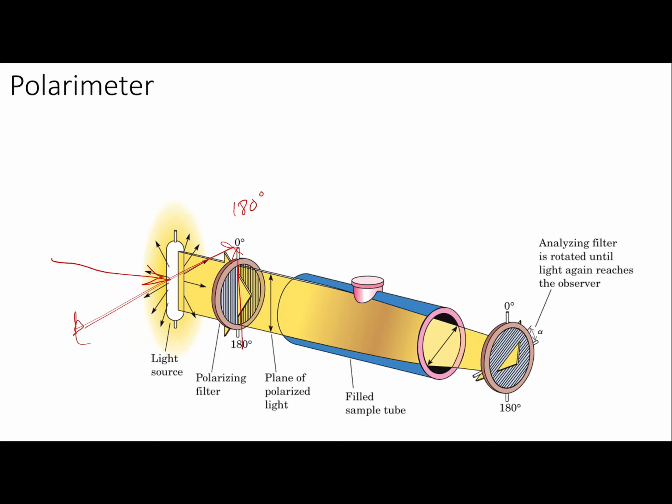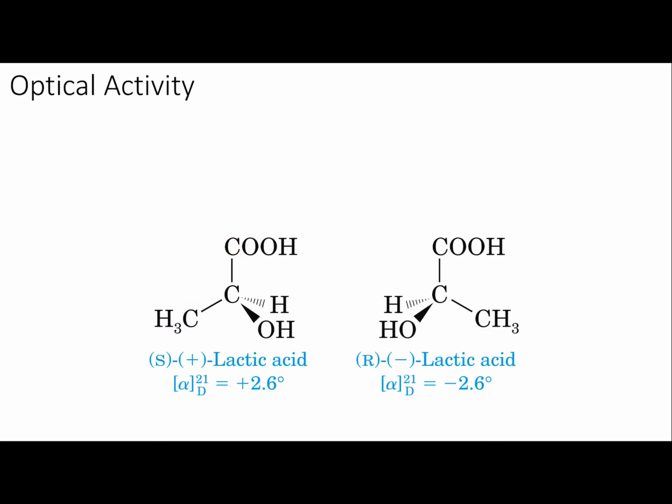So if that light stays that direction the whole path through the sample and comes out 180-degree light, then it wouldn't be optically active. But if that light gets turned somehow, and so you can see this light's coming out at a different angle than 180, then that means it was optically active. And it has something to do with the way the light interacts with enantiomers. So let's talk a little bit about the differences here.